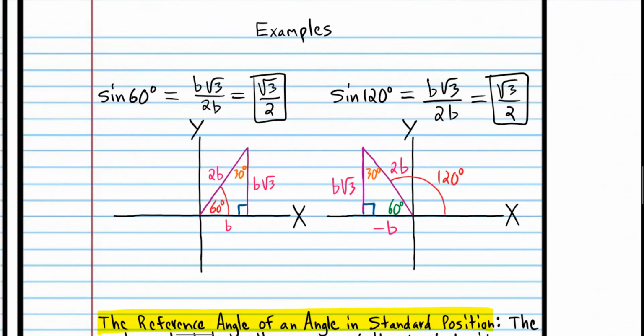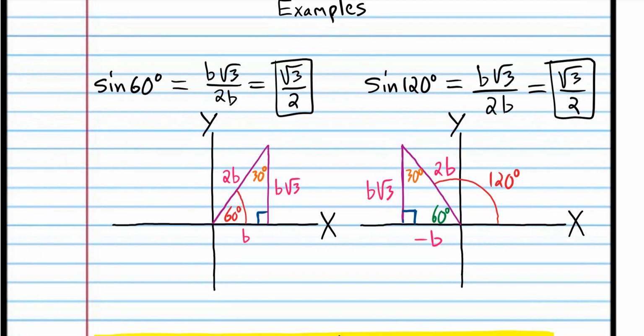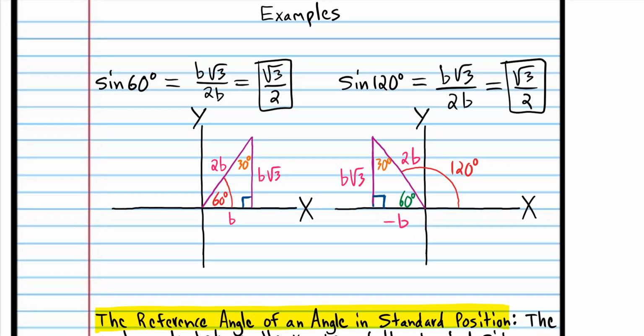So notice we have a 30, 60, 90 degree triangle. So we have the corresponding relationships between the sides. That's the 30, 60, 90 degree triangle theorem. So sine is the opposite side of the angle in question divided by the hypotenuse. Doesn't matter how big the triangle is or how small it is. If it's a 30, 60, 90 degree triangle, the ratios are going to be the same. The b factor is going to cancel out. So sine 60 degrees is root 3 over 2.